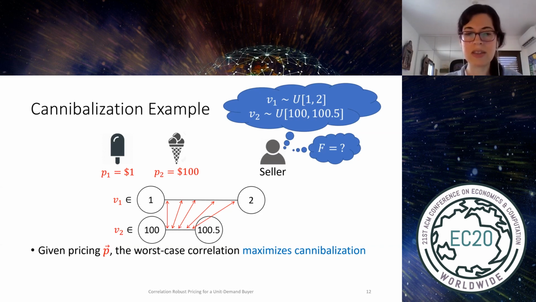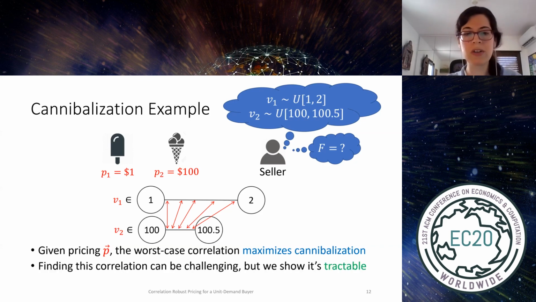It's not hard to see that this correlation, represented by the red arrows, makes the utility for the first item always higher than that for the second item, and so that's always what's bought. In different examples, more generally, finding the correlation that maximizes cannibalization can be challenging, but what we show is that it's computationally tractable. All of this was given pricing. Given prices, we had the prices of 1 and 100. What if we don't know the prices?